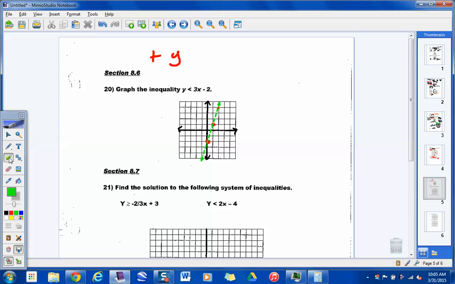Kiddos, graph the inequality. Listen to what I say. Y is already positive. So when I say y is less than 3x minus 2, what was the word? Less. Look, where's less than that line? Underneath it. So to the left or to the right, basically. There are your solutions. There you go.